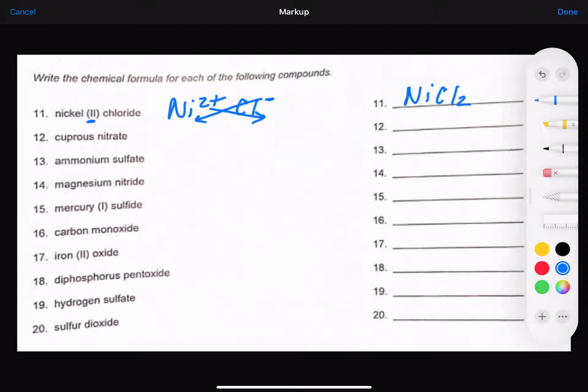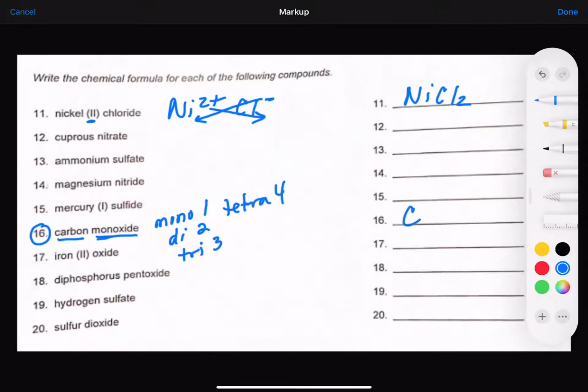Okay, I think we talked about, I'll just do random. We already talked about cuprous nitrate, but you can find it on the polyatomic ion sheets. If we go to carbon monoxide, this is a covalent compound because carbon is a nonmetal and oxygen is nonmetal. So you have 1 carbon, and monoxide, mono means 1.